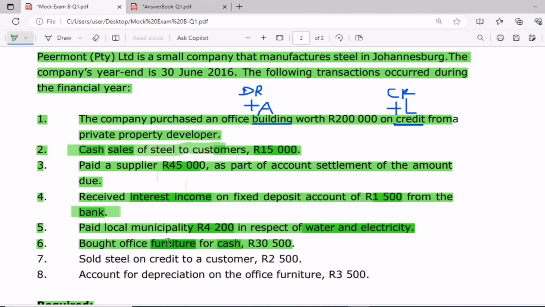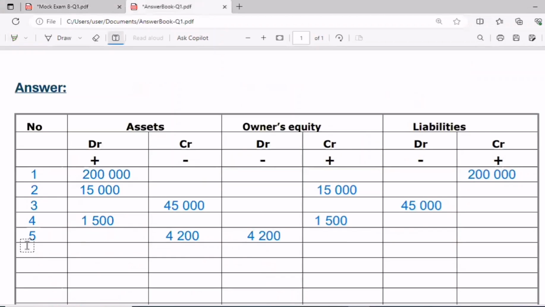So now what will happen to the value of our assets since we have acquired the new one? So since we have bought the new furniture, the value of our furniture will increase. So we're gonna show that on the debit side. But however, the other asset account, which is bank, is being reduced because we have made the payment of 30,500 in respect of the furniture acquired. So now this is how we're gonna show this in the equation.